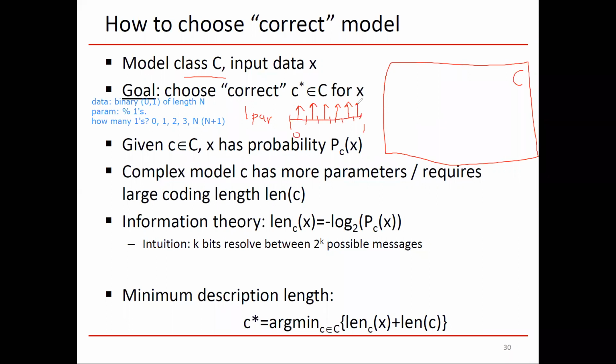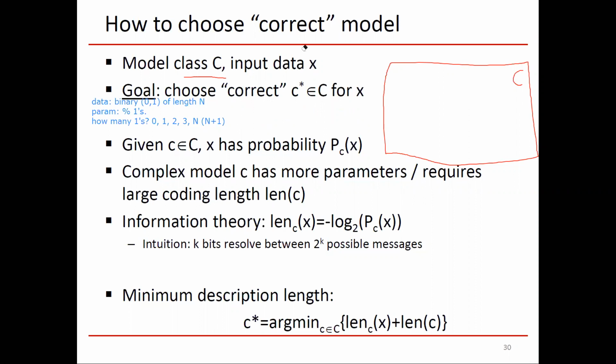And maybe the number of bins will be a function of n. And I can tell you already that we're going to see that if the number of bins is proportional to the square root of n, that's a good choice, okay? So now that is one parameter.